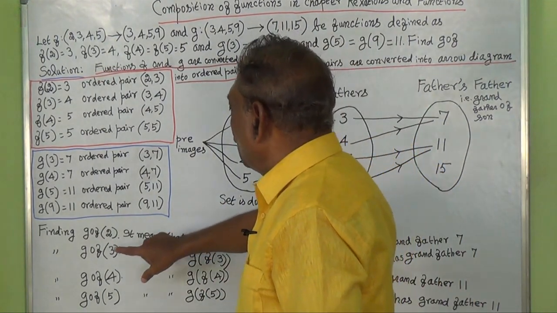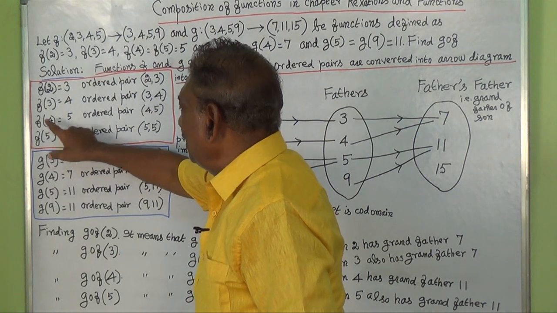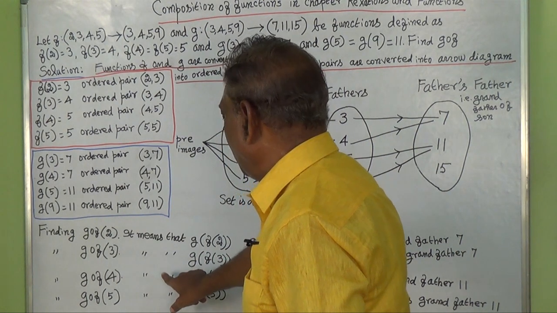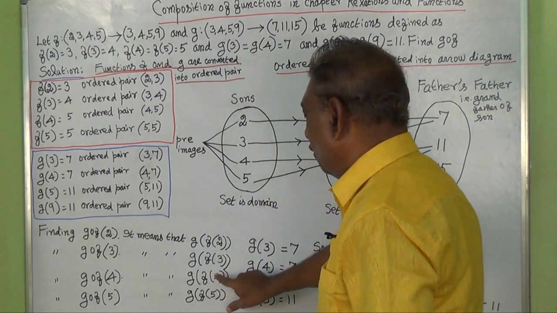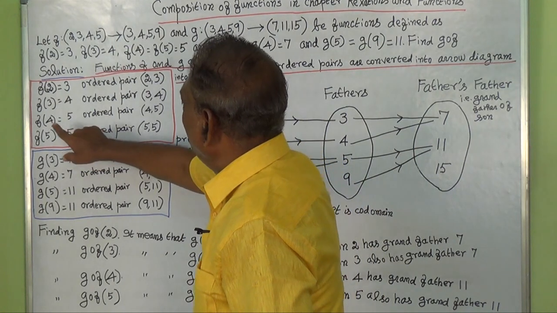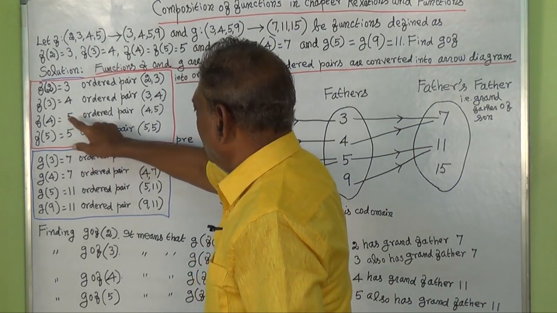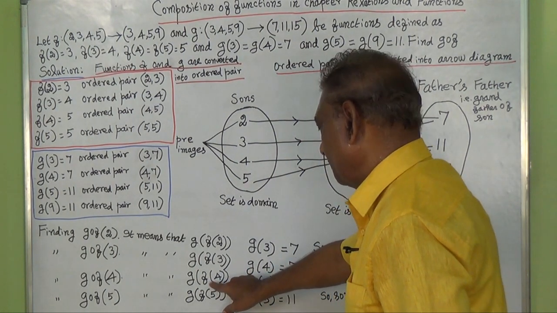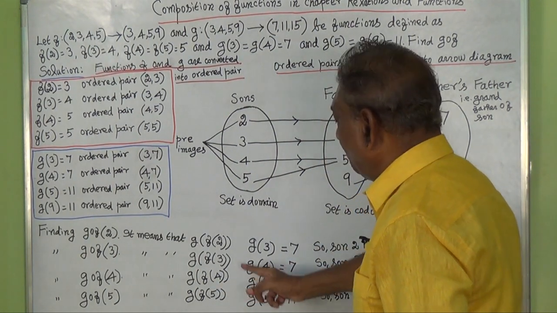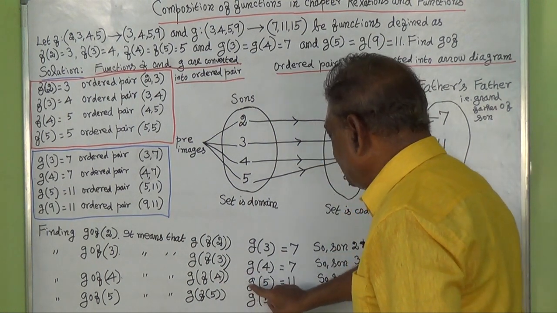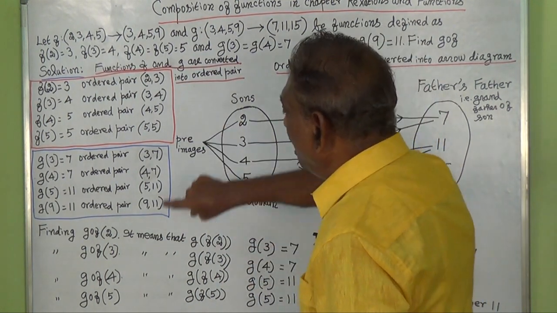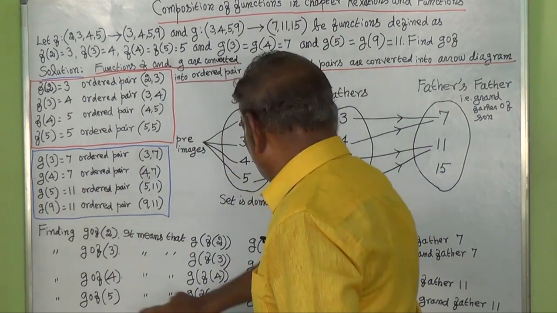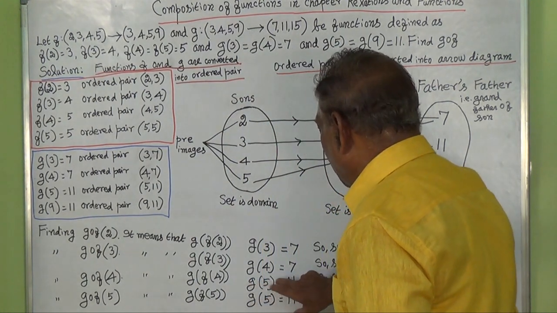Then coming to the fourth element, that is 4. G of F of 4. What is F of 4? The F of 4 is 5. So we can write 5 in the place of F of 4. If we write 5 in the place of F of 4, we will get G of 5. What is G of 5? G of 5 is nothing but 11. So we can write G of F of 4 as 11.